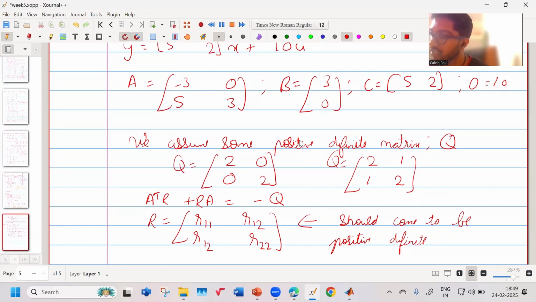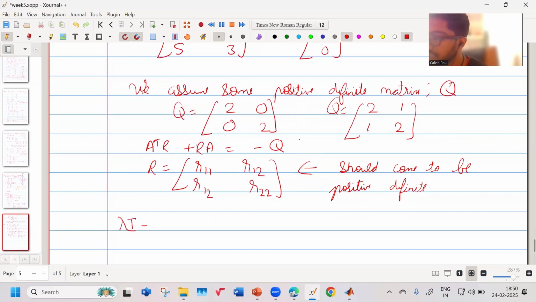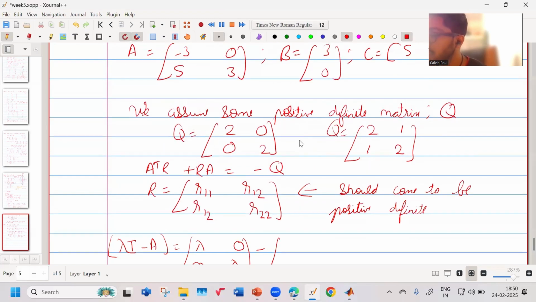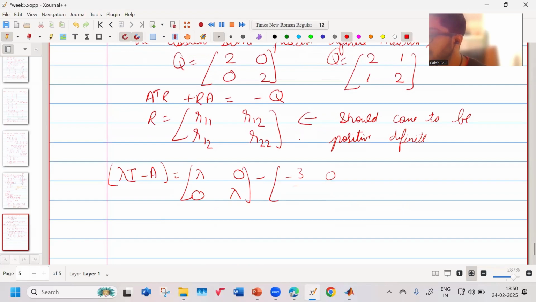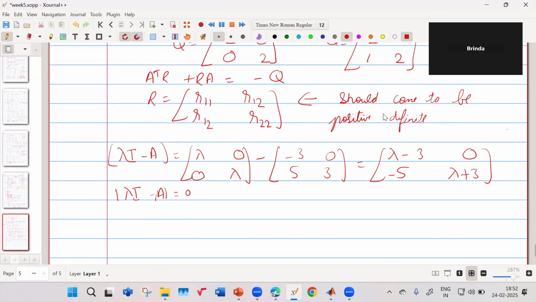This is a linear system, and we also know how to find the stability of a linear system: we find the eigenvalues. We do lambda I minus A, right? It is [lambda 0; 0 lambda] minus [-3 0; 5 3]. So that will be [lambda+3 0; -5 lambda-3]. We have to find the determinant of this. So we have to find the eigenvalues.